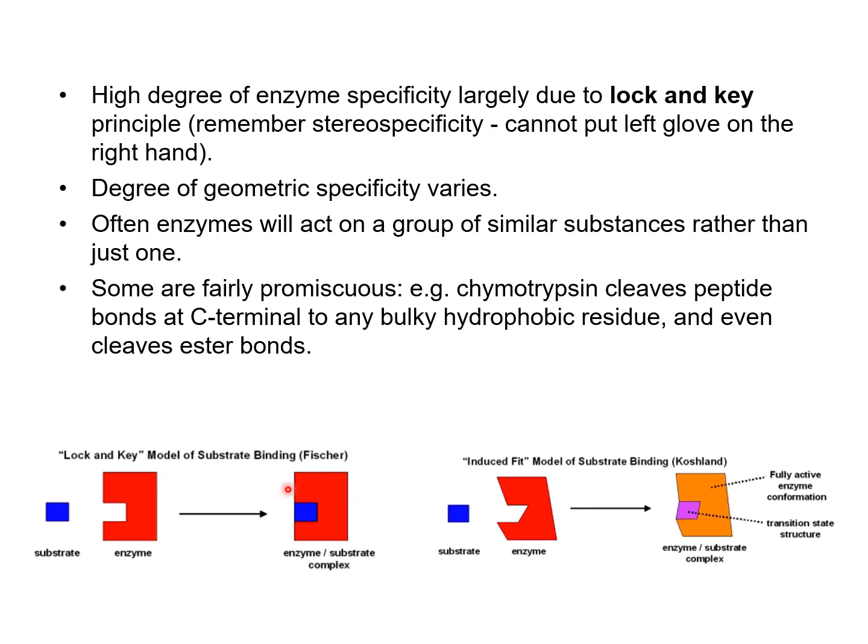As long as they have a similar structure or some kind of similar features in terms of their interactions, they're going to actually work on them too, regardless of different efficiencies. And some are fairly promiscuous. So for example, chymotrypsin cleaves the peptide bonds at the C-terminal region of any bulky hydrophobic residues. And it can also cleave ester bonds too.